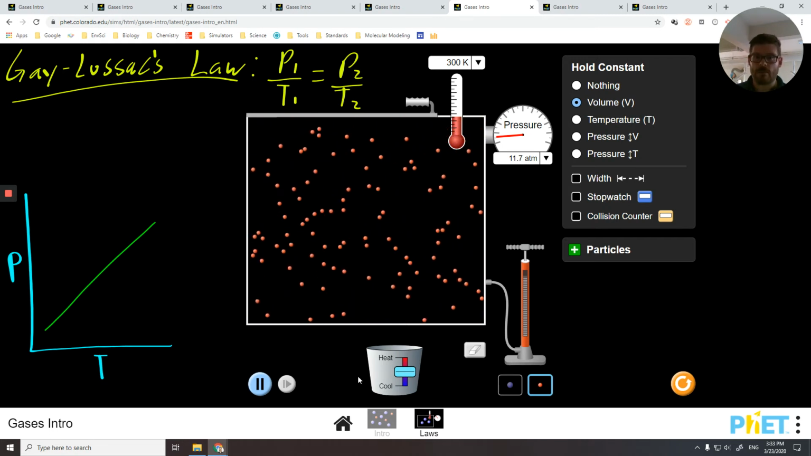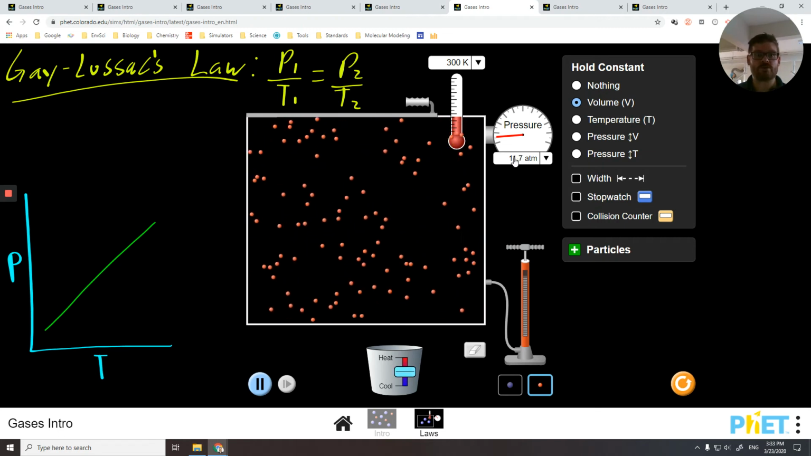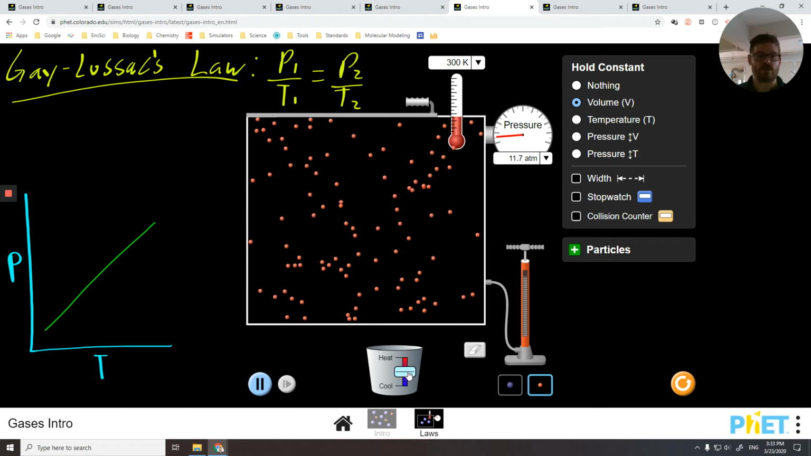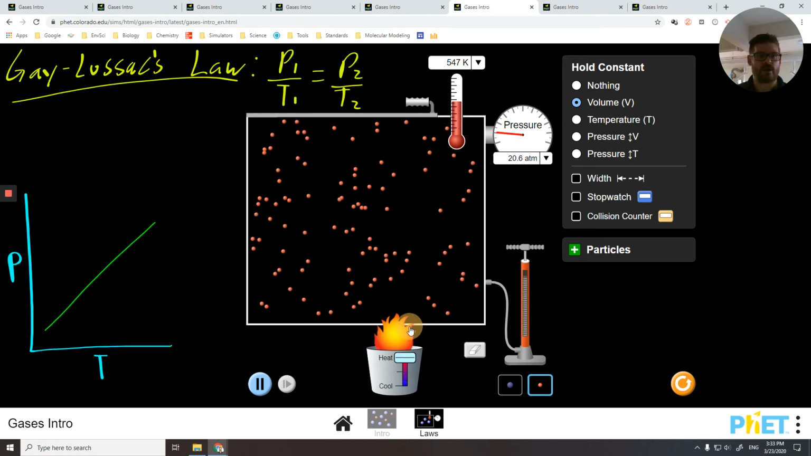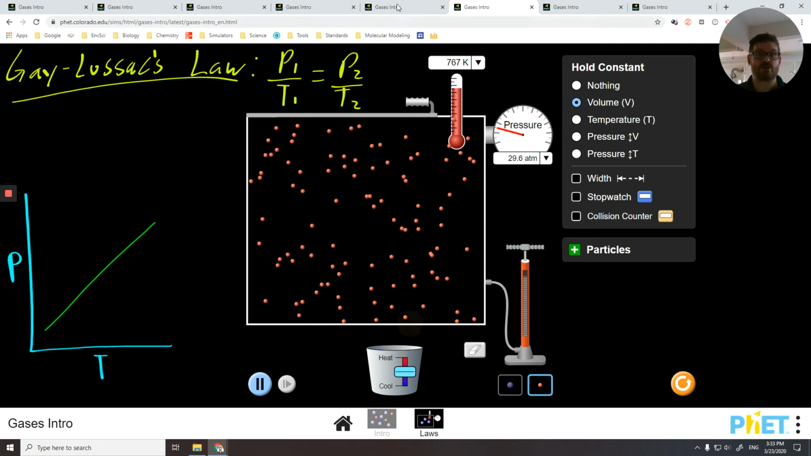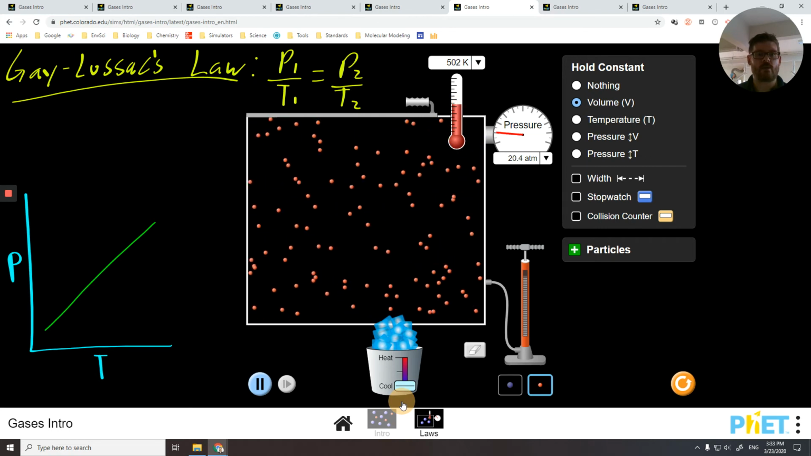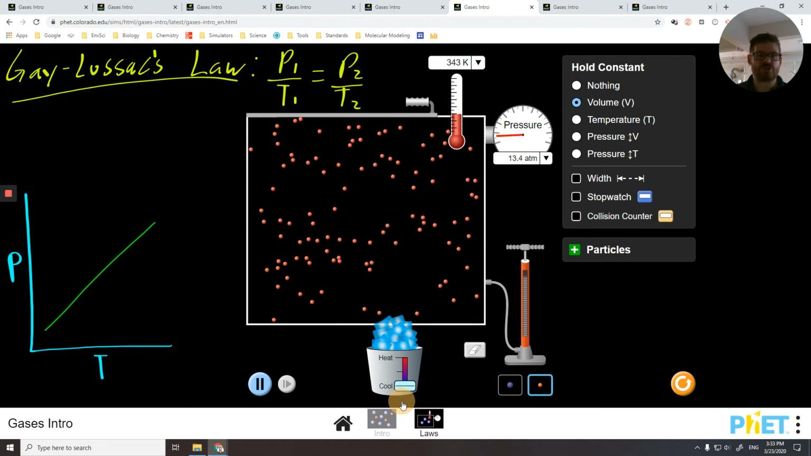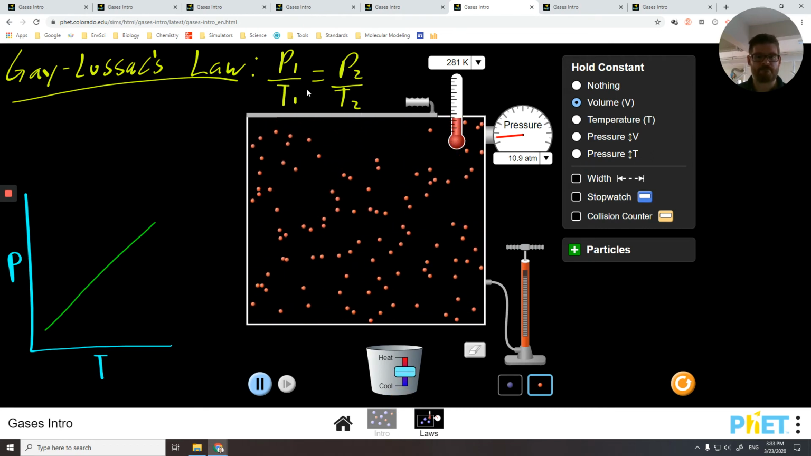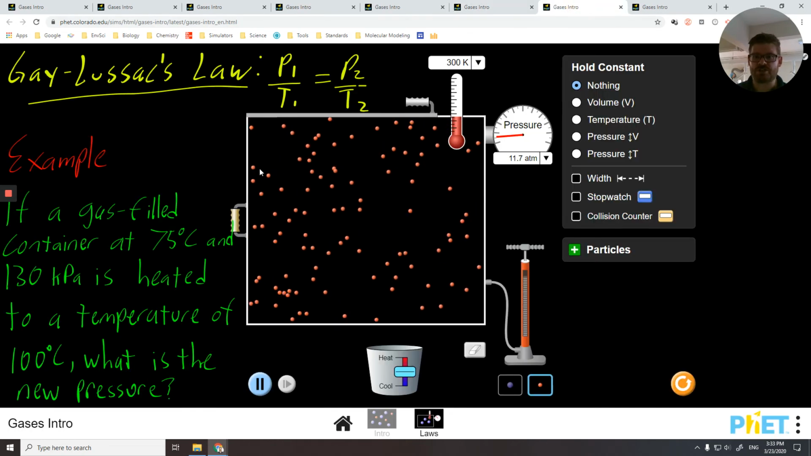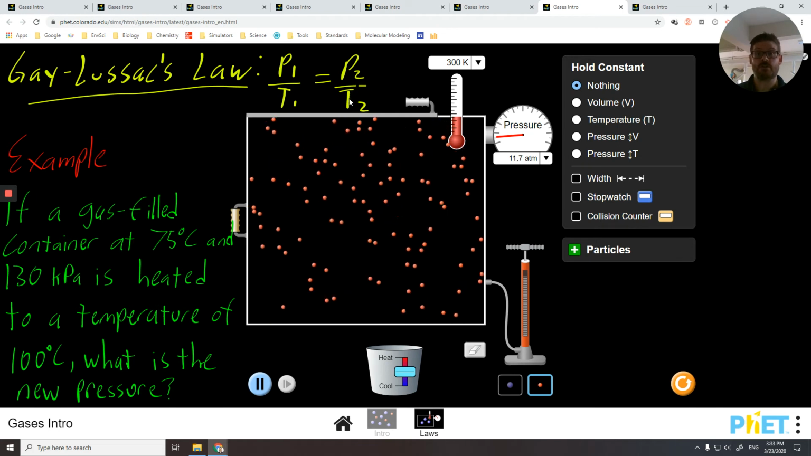Okay. So let's change the temperature by increasing the temperature. What do you suppose will happen to the pressure if we increase that number? Well, have a look. I'm applying heat and the pressure is going up and the temperature is going up. Likewise, if I move the temperature down, the pressure will go down too, and the volume remains the same. We can use our equation to solve again. It's P1 over T1 equals P2 over T2.